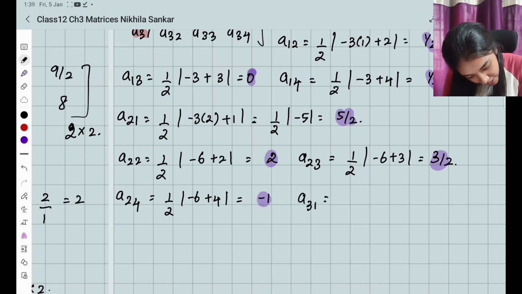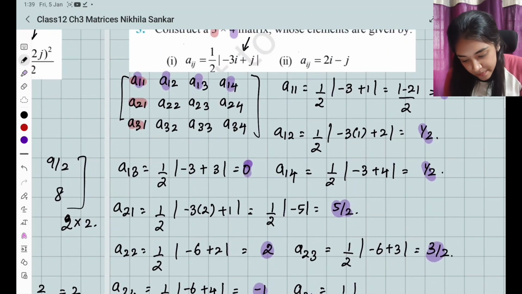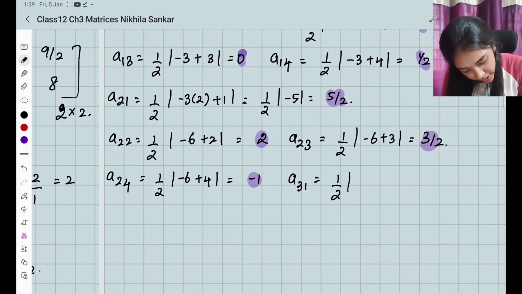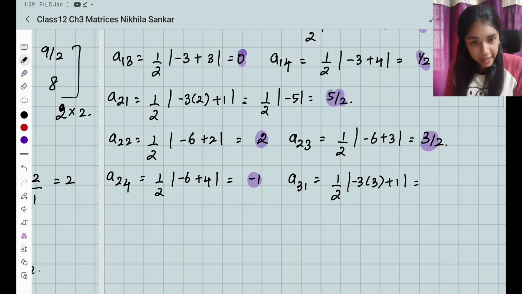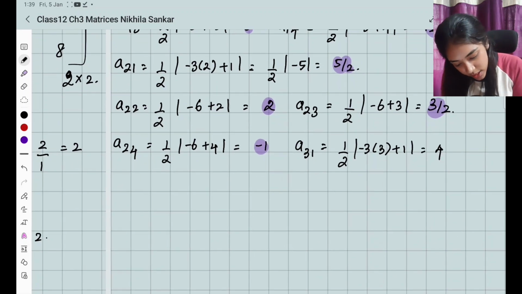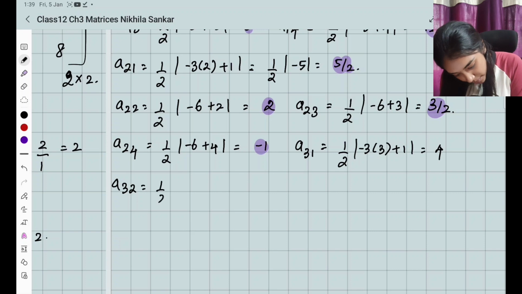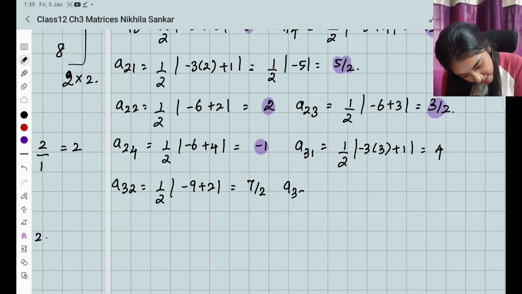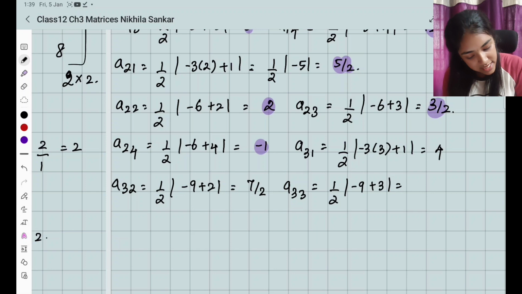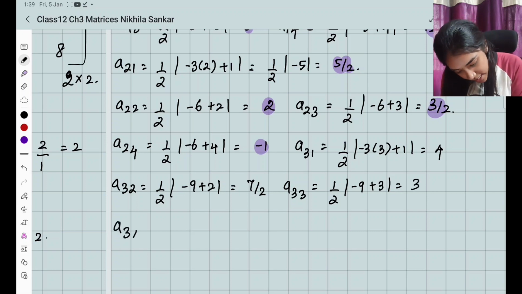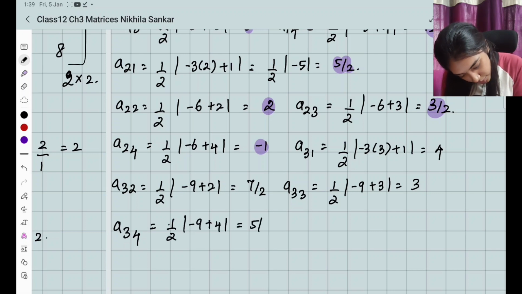So I have A31, which is going to be half times minus 3 into 3 plus 1. This is minus 3 into 3, which is minus 9, and minus 9 plus 1 is going to be minus 8. 8 by 2 is going to be 4. So A31 is going to be 4. A32 is going to be half times minus 9 plus 2, which is going to be 7 by 2. A33 is going to be half times minus 9 plus 3. So minus 6, 6 by 2 is going to be 3. Similarly, A34 is going to be half times minus 9 plus 4, which is going to be 5 divided by 2.